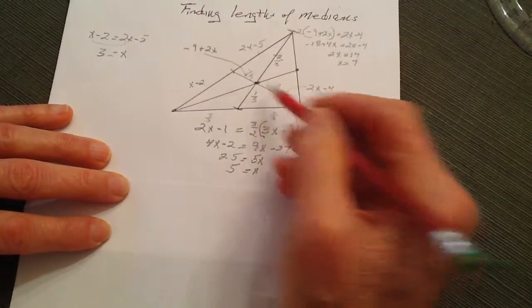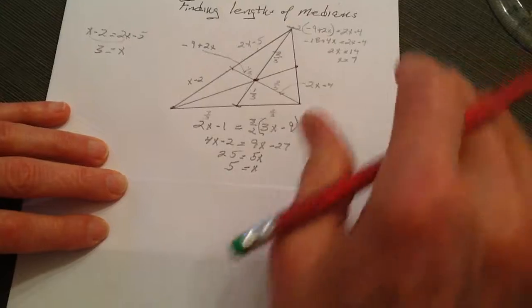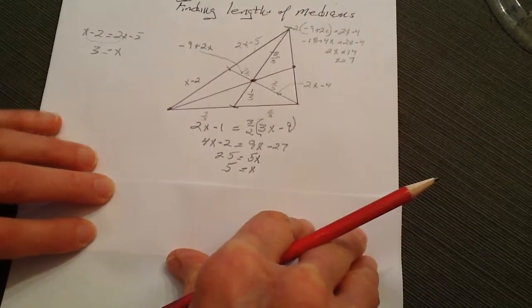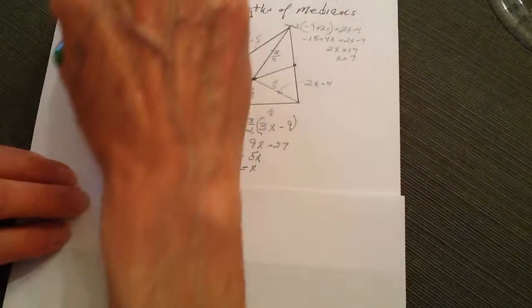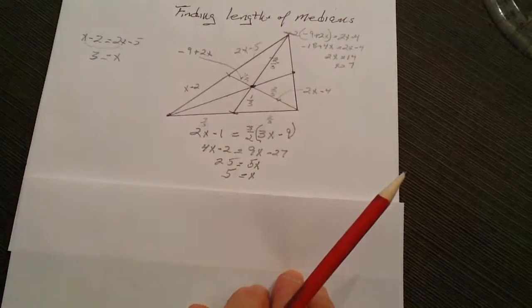In other words, you've got to find a way to make them equal. Hopefully that's not too confusing. And there's a lot to be dealt with there. But that's a little bit about finding the centroids and the lengths on the medians. Thank you.